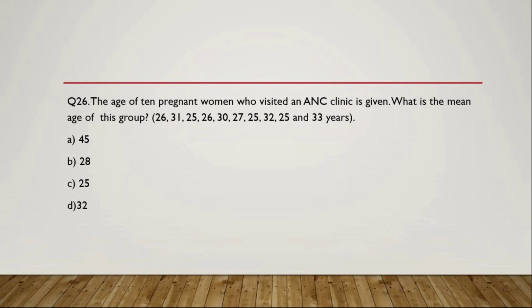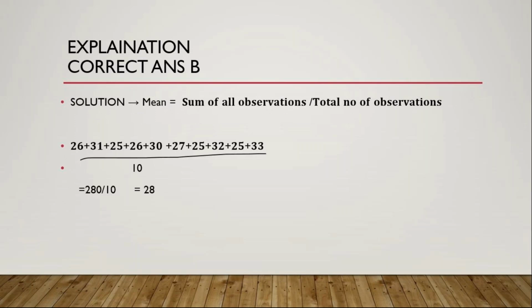Answer please. Option B, 28. Yes, so the correct option is 28. Mean is equal to the sum of all the observations upon the total number of observations. So add all the numbers upon the total number of observations, 10. So it is 28.